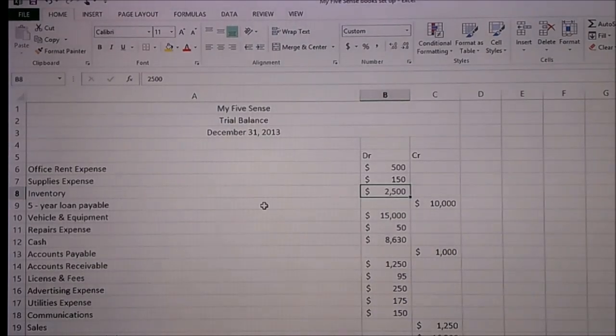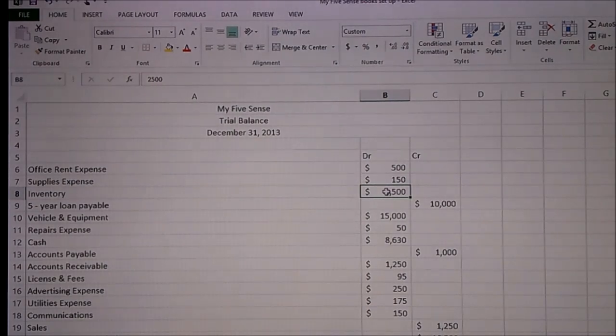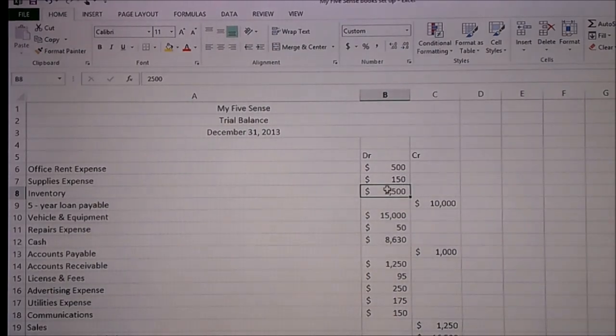Alright, so to set this up into a trial balance, here is a $15,000 truck. It's an asset, so it's a debit balance. The $2,500 worth of inventory, again, that's another asset, so that's a debit balance. $1,500 of it was out of his own pocket. $1,000 of it he actually owes for. He owes it to creditors.